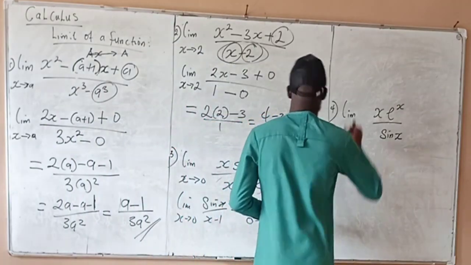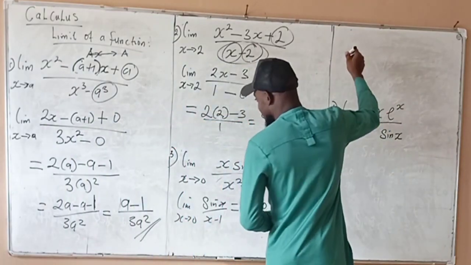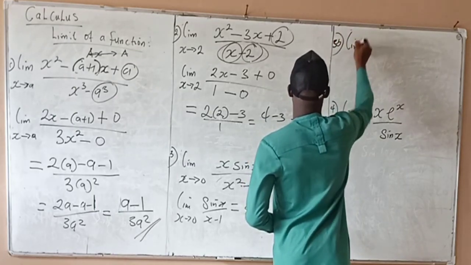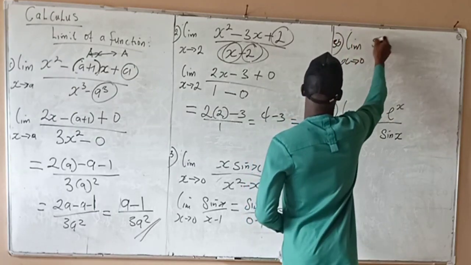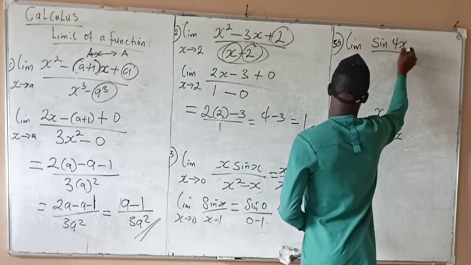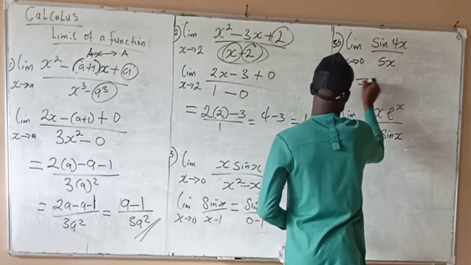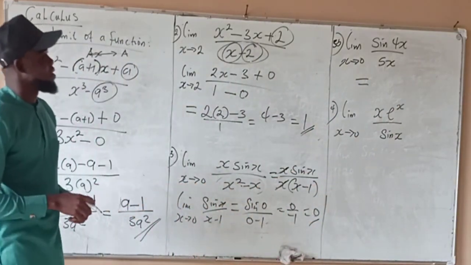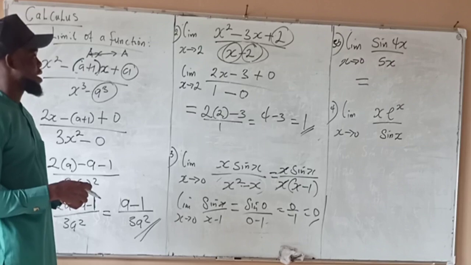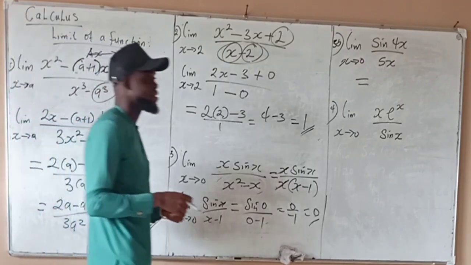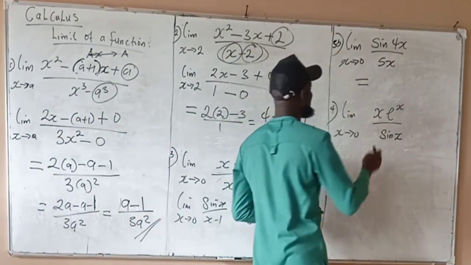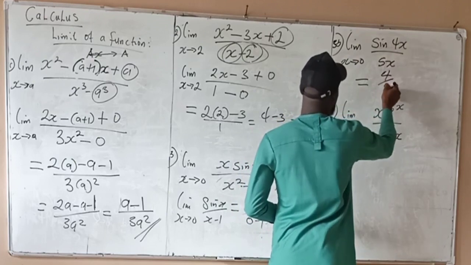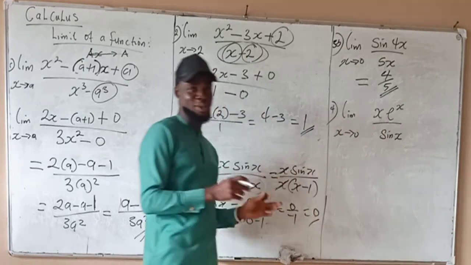Okay, that's still going. So remember something. Now, let's say number 3b. Remember something. Limit as x approaches 0 of sin 4x all over 5x. What will this one become? What is the answer to that? The answer is going to be 4 over 5. 4 over 5. Please take note of that too.